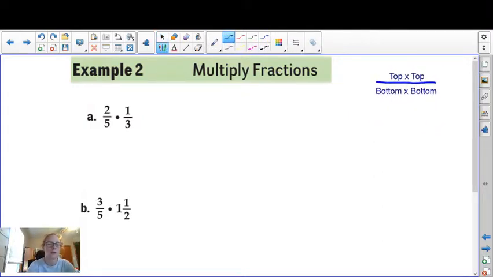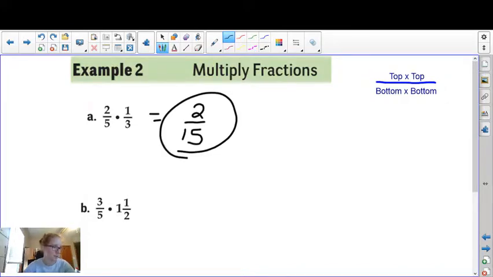So, top times top. 1 times 2 is 2. 5 times 3 is 15. And no simplifying. So, that's my answer.